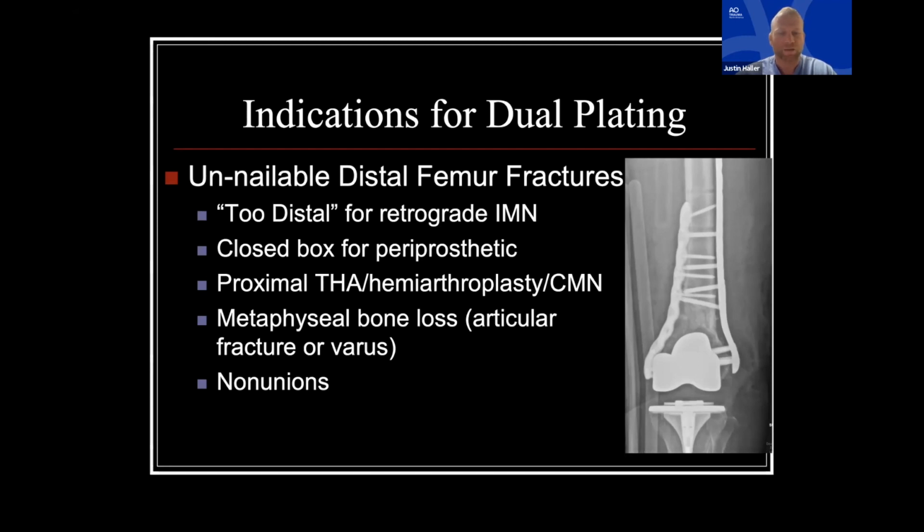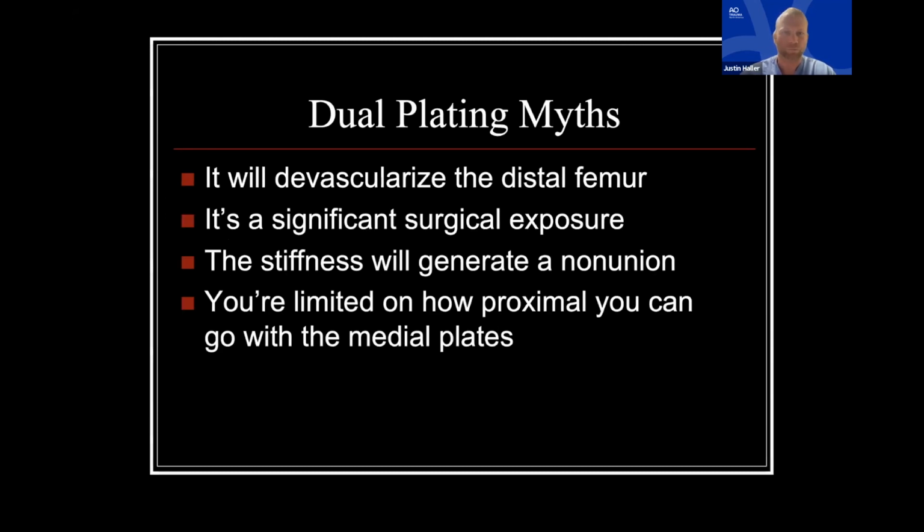A closed box for a periprosthetic fracture, situations where you have a proximal implant, whether that's a total hip replacement, hemiarthroplasty, or cephalomedullary nail, I think a dual plating construct can make a lot of sense. Significant metaphyseal bone loss with or without articular fracture, certainly ones that present in varus, and then some nonunions. I think the last two are a little more controversial, but at least for me, that's when I'll think about dual plating. All right, so these are some of the myths that I thought of when putting together this talk.